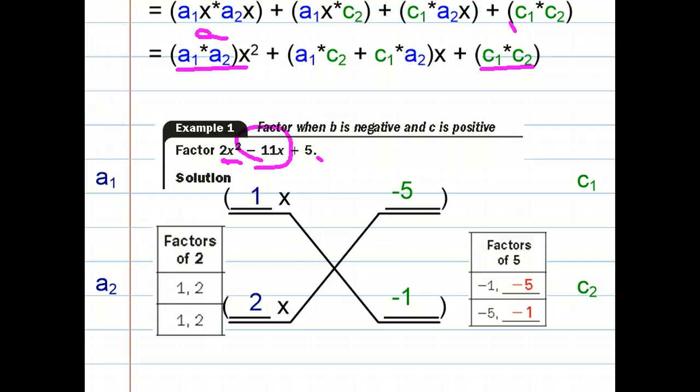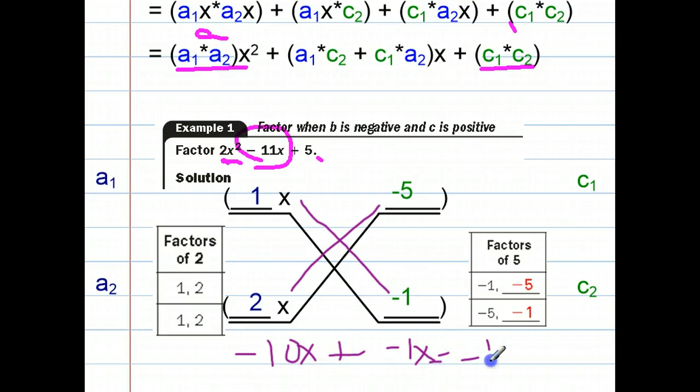And so now when we multiply it down, we slide. 1 times negative 1x is negative 1x. And negative 5 times 2x is negative 10x. And when I add them together, I end up with negative 11x. So that means that this combination works.